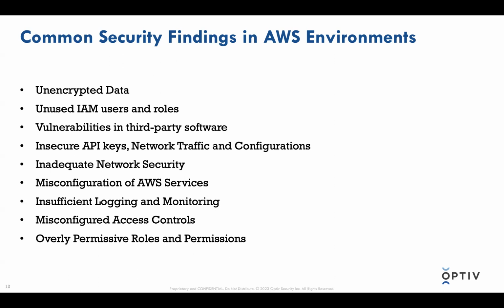Instances of misconfigured access controls were also found. Improperly configured access controls, such as overly permissive IAM policies or incorrect S3 bucket permissions, can lead to unauthorized access to sensitive data or resources. It is crucial to review and update access controls to adhere to the principle of least privilege. Instances of overly permissive roles and permissions were also discovered. Assigning excessive privileges to users or roles can result in unauthorized access to critical resources. Regularly reviewing and fine-tuning role and permission assignments will help maintain a secure AWS environment.